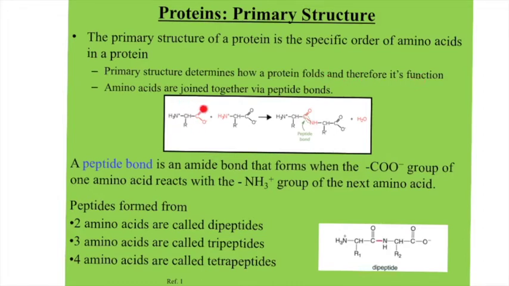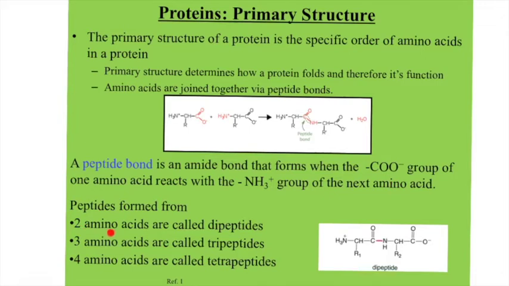Okay, and amino acids, here's one amino acid, here's another amino acid. They come together in a condensation reaction, and so water will come off and you form this amide bond. So there's 2 hydrogens on the N-terminus of one amino acid, and the oxygen on the carboxylate end of the other amino acid is used to form water. Okay, so a peptide bond is an amide bond that forms when the carboxylate group of one amino acid reacts with the ammonium ion group of the other amino acid.